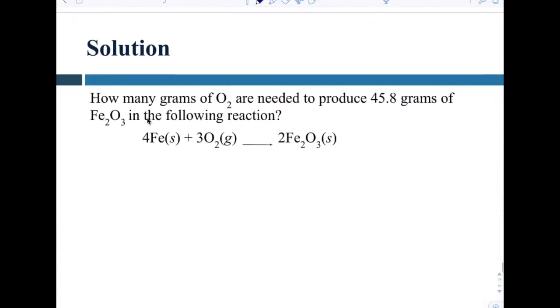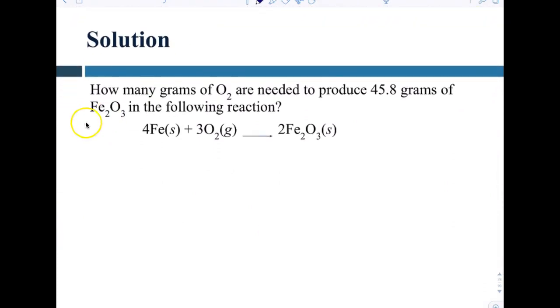So why don't you try this one? Pause, try it, and then come back to see the solution.